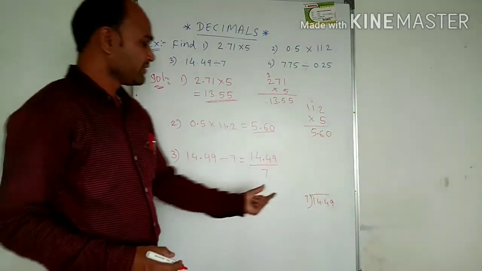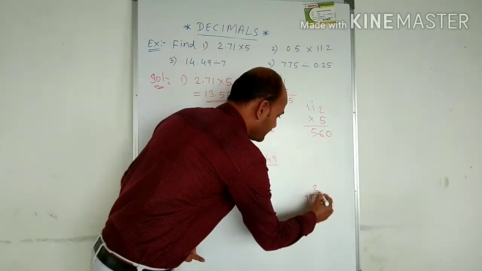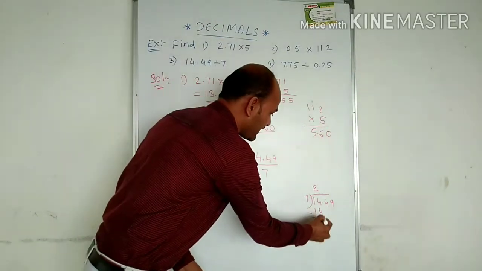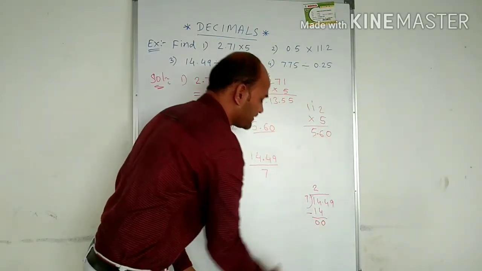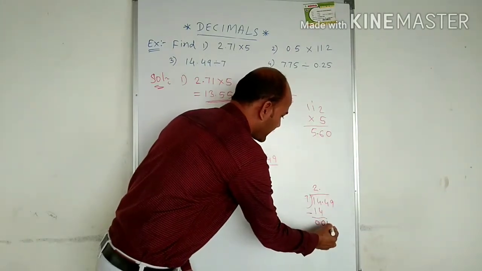Okay, so then 7 in 14, yes, 7 2s are 14. Directly we can solve this one. 7 2s are 14, we can subtract now. 4 minus 4 becomes 0, 1 minus 1 becomes 0. Next one, the point is there, put the point, take 4 at the downside.